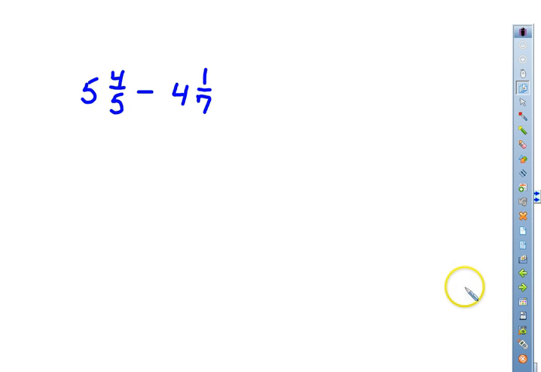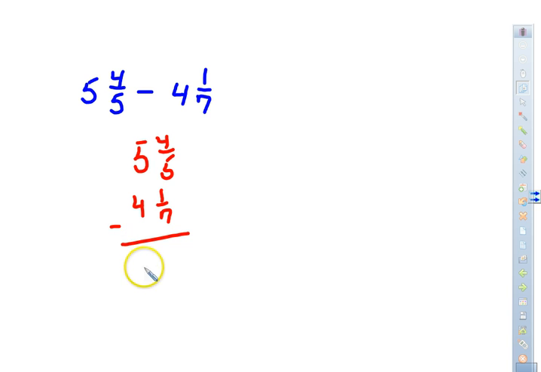Let's look at our next problem and go ahead and hit pause and solve this. So we have 5 4/5 minus 4 1/7. And so once again, we need to try to find a common denominator. The least common is going to be the best. So we try 7. See if 5 goes into 7. It does not. So we do the next multiple, which is 14. It does not. 21. It does not. 28 does not. The next one is 35, and you can see that 35 does.